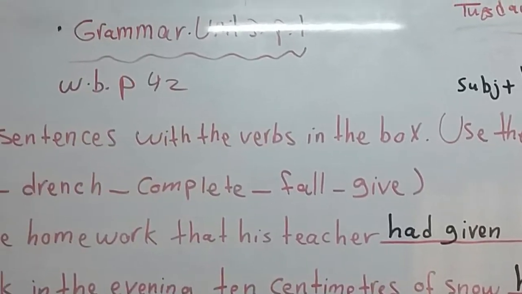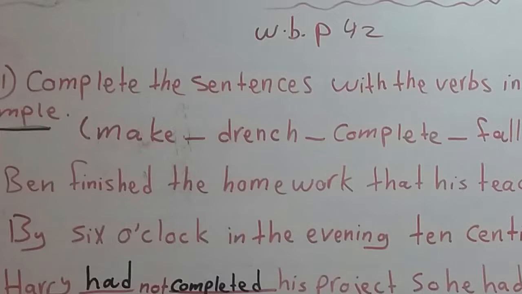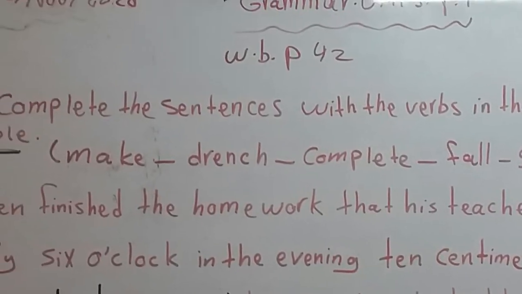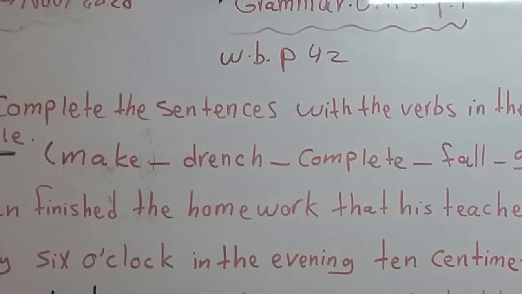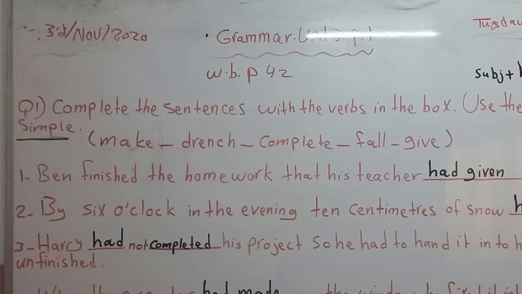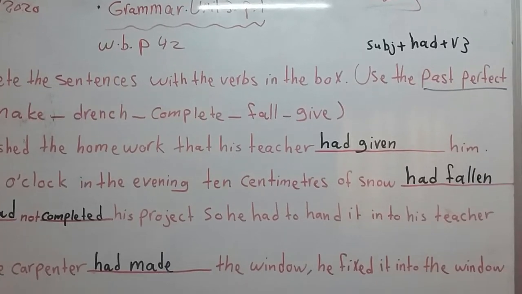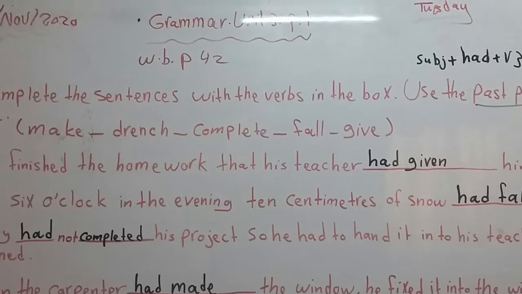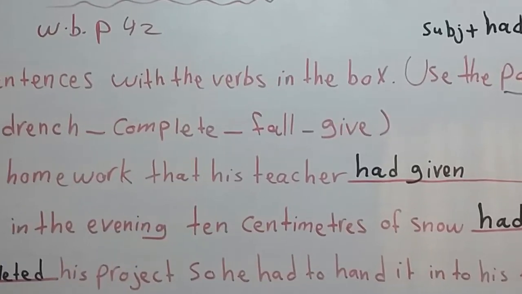طيب, the verbs are make, drench, complete, fall and give. I want to change these verbs into past perfect simple, زي ما طلبوا مني في السؤال. Number one: Ben finished the homework that his teacher gave him. The appropriate verb here is give. I want to change give into verb 3, given, then add had. بضيف had من عندي أنا، بغير الفعل جوا القوس إلى verb 3.